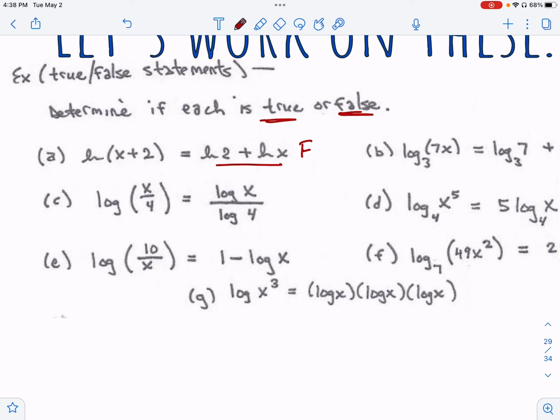I'm jumping to C. This is a quotient, so this should have been expanded as log of x minus log of 4, which is not the case here. That's false as well. Looking at E, which can also be expanded as log of 10 minus log of x. But what happens is log of 10 is 1, and hence this works, it's true.